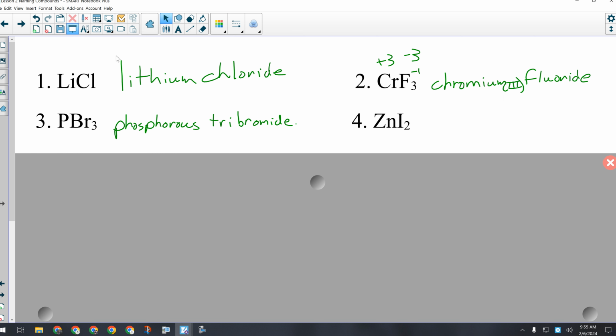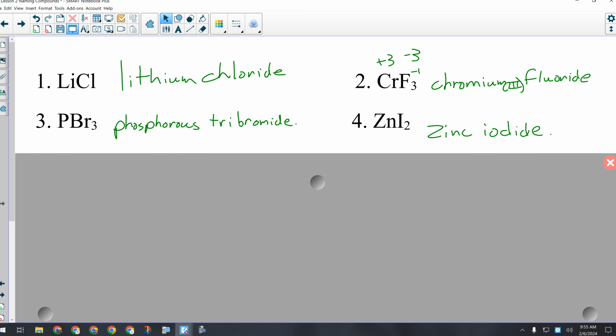And then for number 4, ionic or molecular? Ionic. Zinc is a metal. Does zinc need a Roman numeral? No, it only has a +2 charge. So zinc iodide. For some reason, zinc is one that people feel like they need a Roman numeral on. I always see people mistakenly putting a Roman numeral on zinc. I don't know what it is about it. It doesn't need one. It only has a +2 charge.